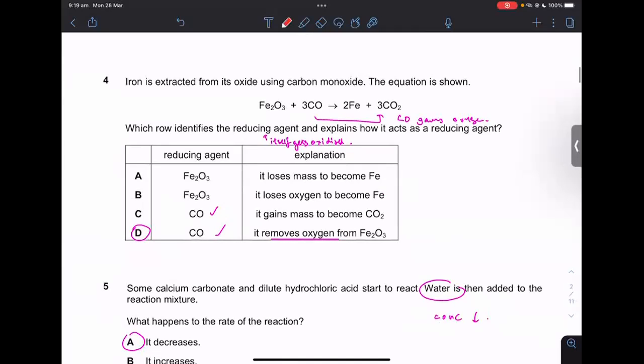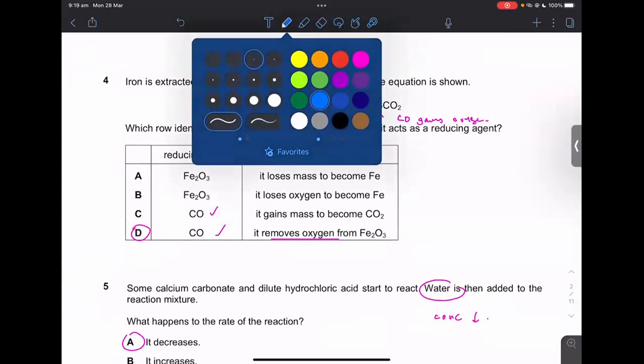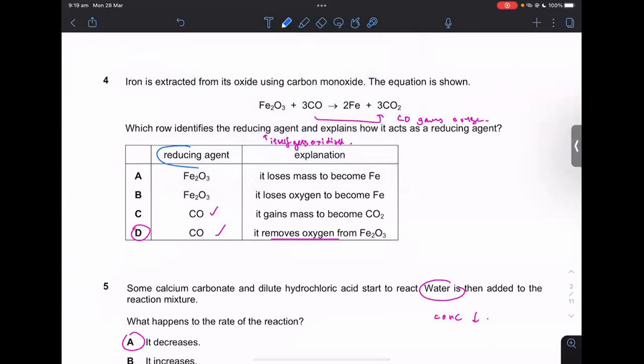Question number 4 is straight from the year 10 redox topic. In the redox topic, this is quite the same exact question from your work, which we did corrections for, where we explained everything from the very beginning. Now we know reducing agent, what does it do? It reduces the other substance. It causes the other substance to be reduced.